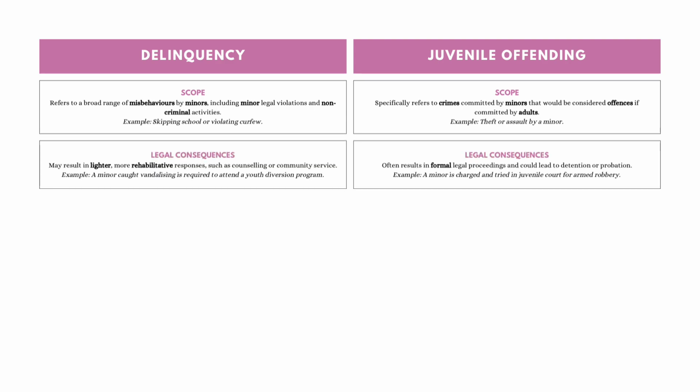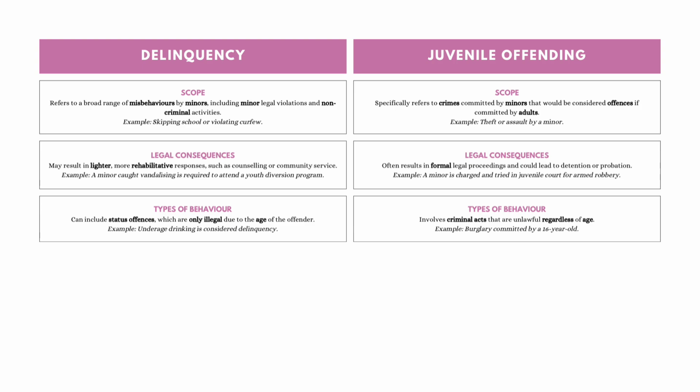Delinquency may result in lighter, more rehabilitative responses, such as counseling or community service. For example, a minor caught vandalizing is required to attend a youth diversion program. Juvenile offending often results in formal legal proceedings and could lead to detention or probation. For example, a minor is charged and tried in juvenile court for armed robbery.